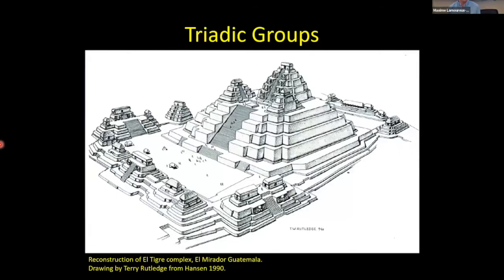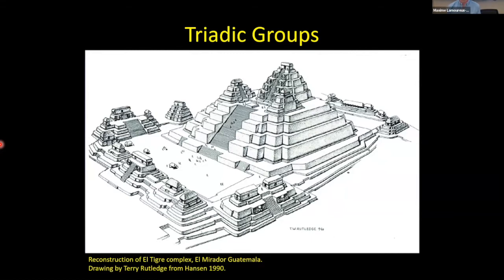For me, in my research, I think there's a lot to say about each of those components, but I'm going to focus today on triadic groups. Because to me, triadic groups actually are the hallmark, in my hypothesis, of the spreading influence from El Mirador.